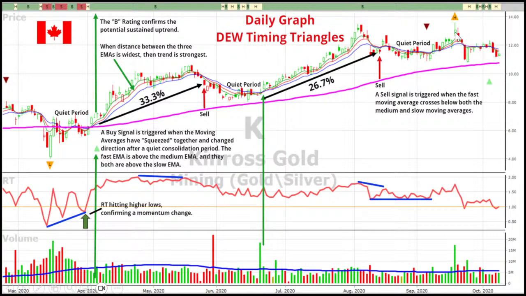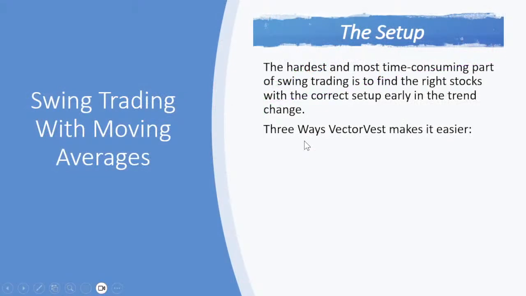Again, too parabolic. Stay away from these types of trades, guys. Stay away from this type of price action where price is just way too parabolic. You're going to get a reversion back towards that moving average.